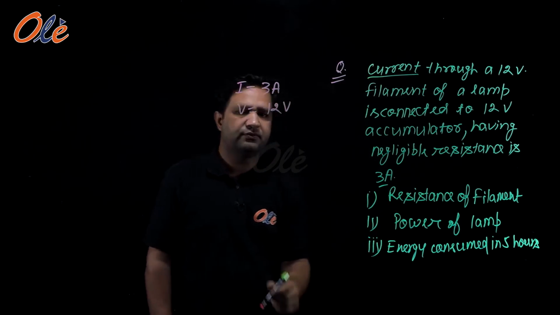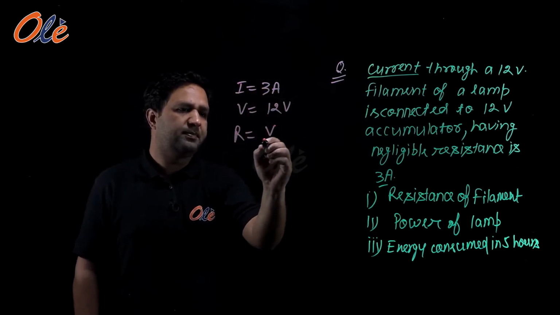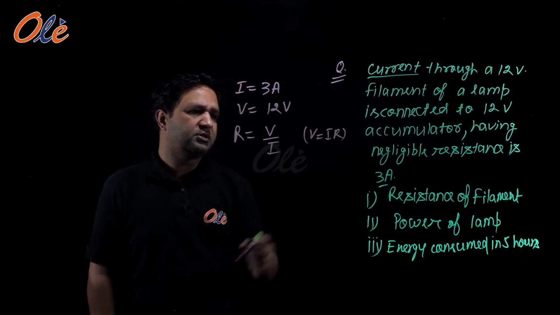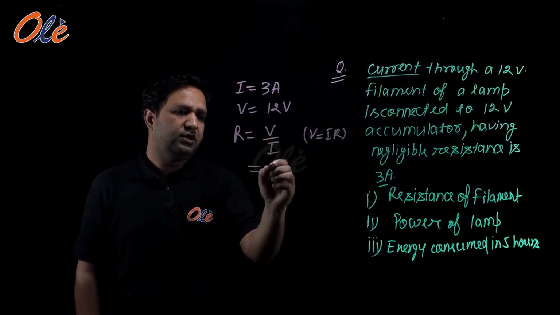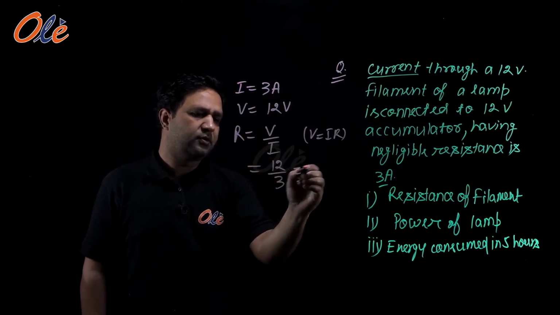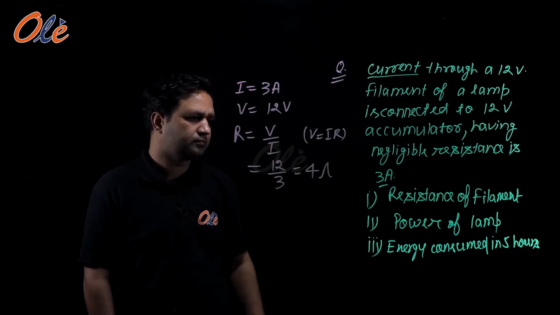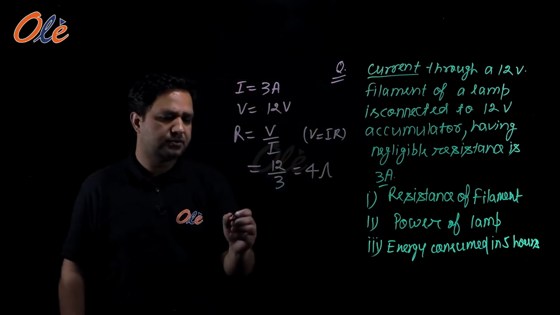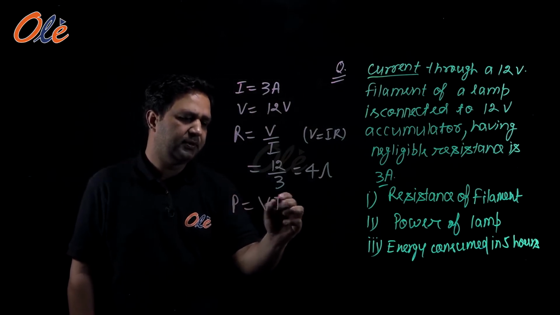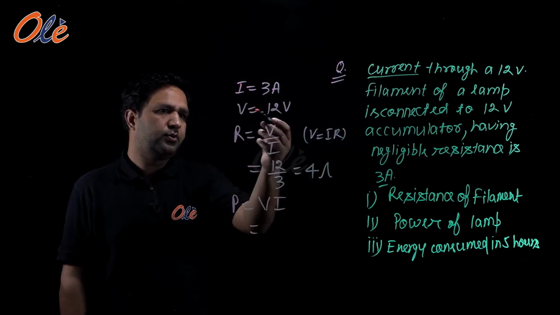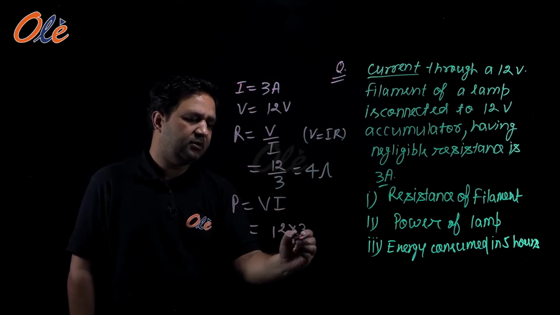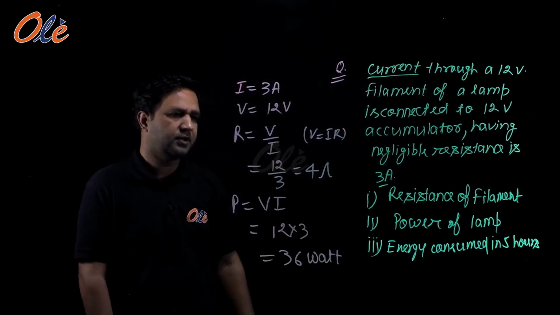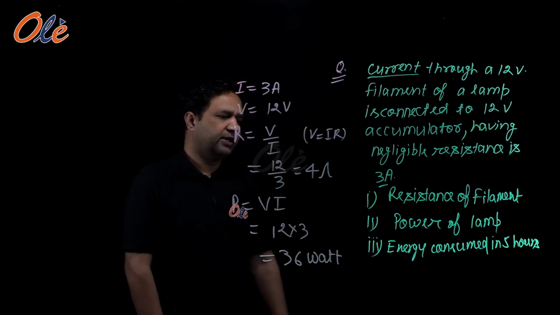Resistance of filament R is equal to V upon I. By Ohm's law we know V is equal to IR. So R is equal to V upon I, 12 upon 3 is equal to 4 ohm. The next one is the power of the lamp. So P is equal to VI. We already know V is 12 and I is 3. So it will be 36 watt. The unit of power is watt.